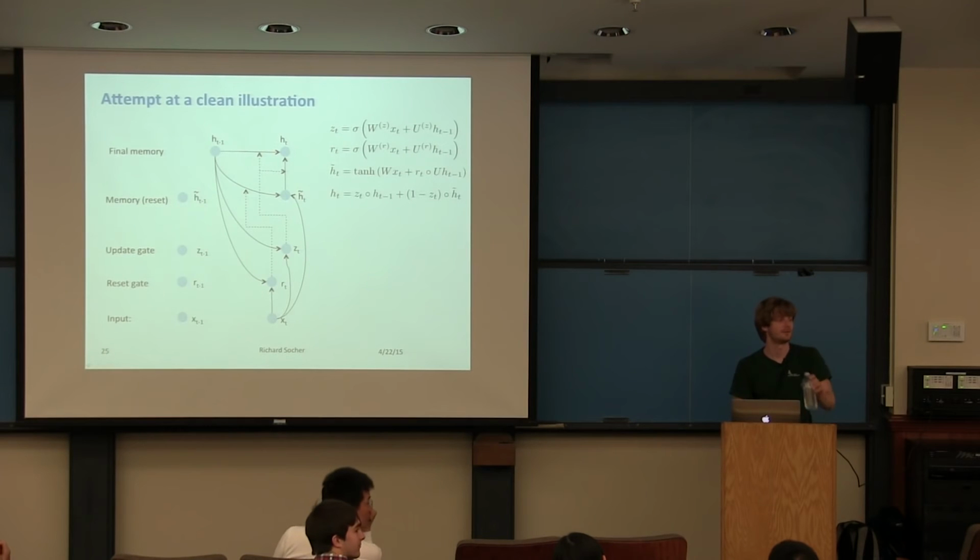Yes? So it seems like the purpose of both rt and zt is to figure out when we take into account previous information and when we take into account the current input. Is there a specific reason why we need both of them?